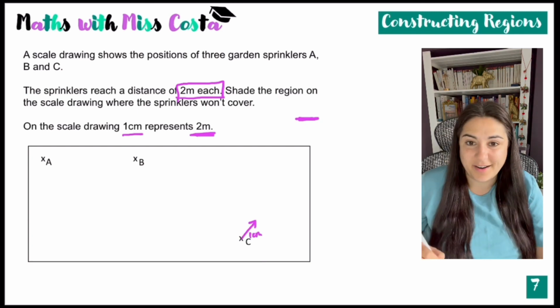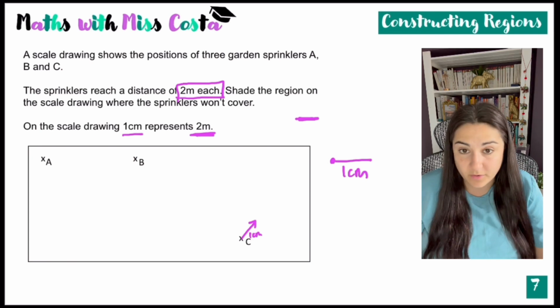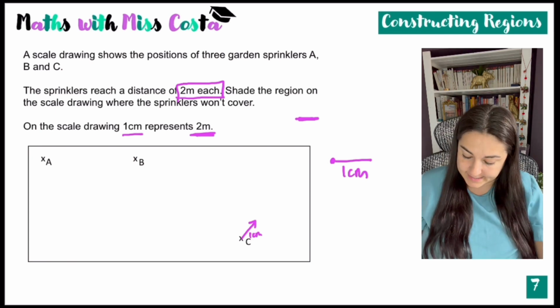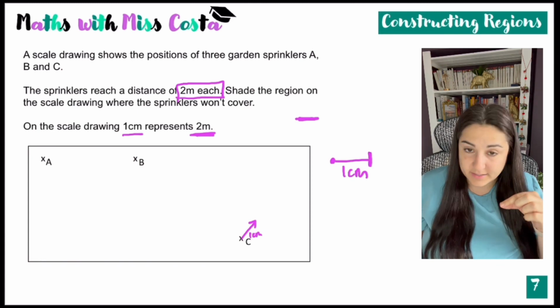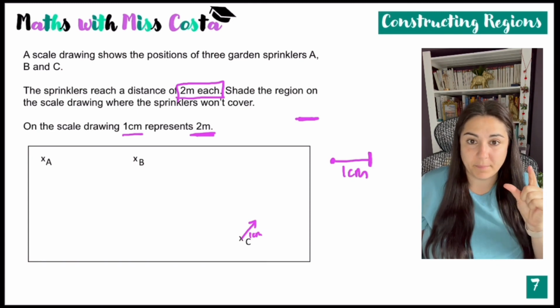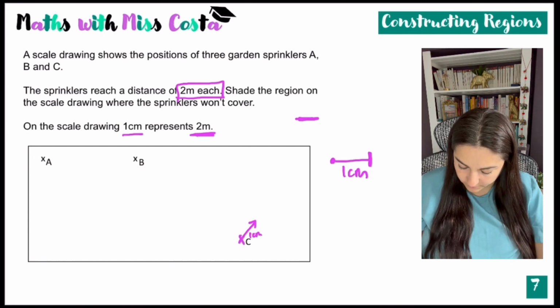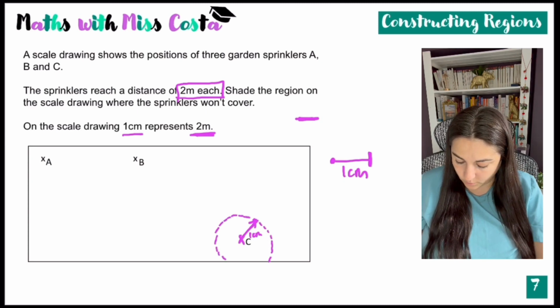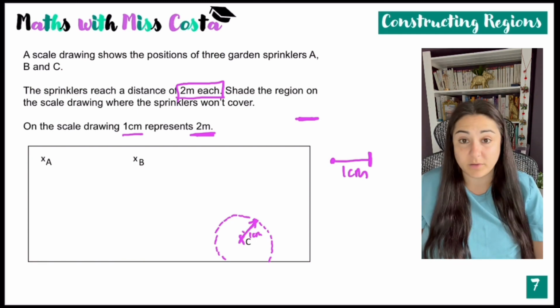Okay, so I don't have a ruler because this is an iPad, but imagine you had a ruler and you open your compass up, put the point on the one end and the tip of the pencil on the other on a ruler to where it goes 1 centimetre. So you've got your compass open to 1 centimetre. Now put that on the dot. Let's start with C, and you should be able to draw a circle of radius 1 centimetre. So that tells you the area where the sprinkler will cover.